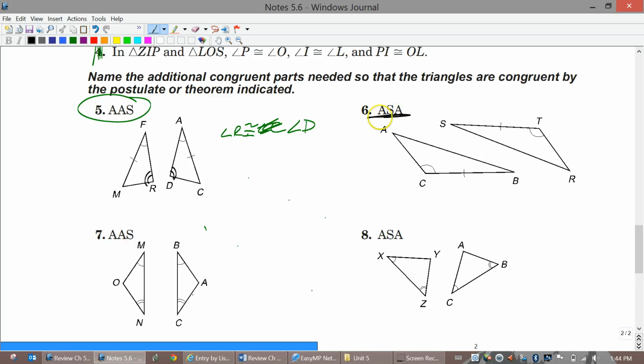To get an ASA situation, we need the S to be in between the 2 angles. So if I drew this angle up in here, S is not between the 2 angles that we would draw. So I need to add B to it. And then I look over here, I need 2 arcs on the angle so that the side is in between. It would be S.